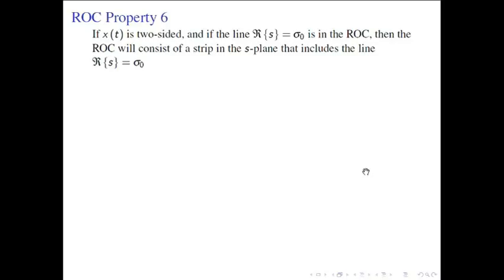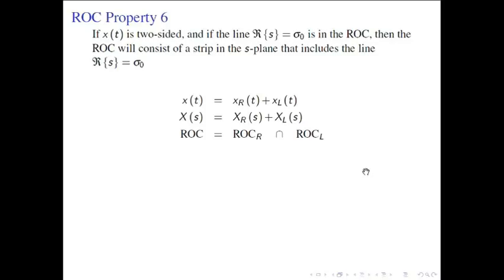In this tutorial, I'll start with ROC property 6. Okay, so now let's get started. This property states that if x of t is a two-sided signal, which means that if the line Re(s) equals sigma naught is in the ROC, then the ROC will consist of a strip in the s plane, which includes the line Re(s) equals sigma naught.